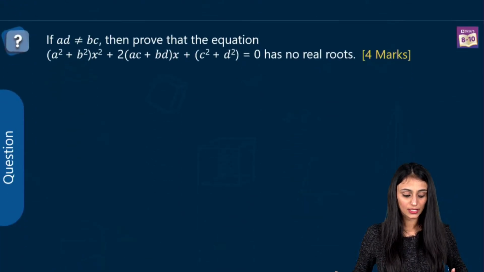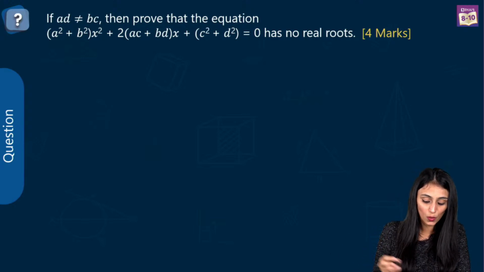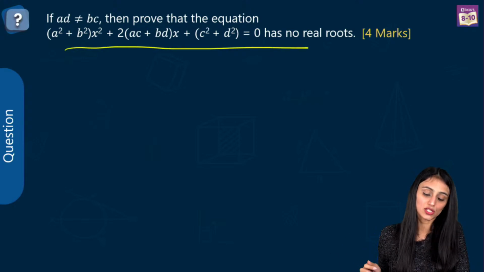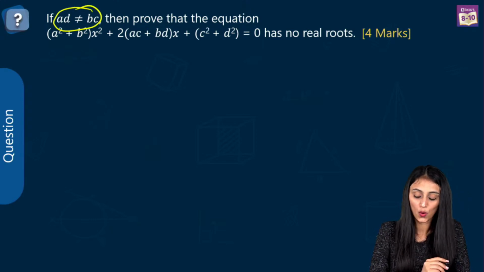Now let's take a look at the next question. If AD is not equal to BC, then prove the equation (a square plus b square) x square plus 2(ac plus bd)x plus (c square plus d square) equal to 0 has no real roots. So we have to show that this equation has no real roots and a condition is given that AD is not equal to BC. Okay.